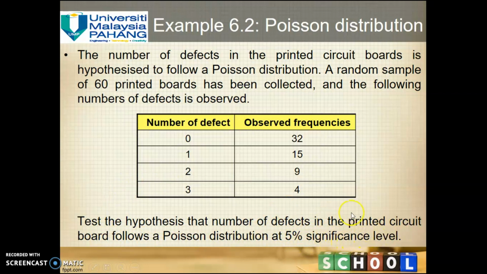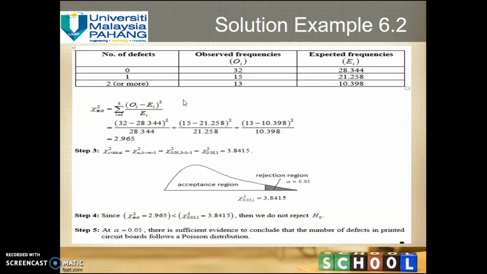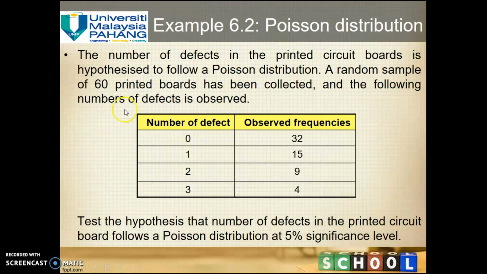significance level. Based on this question, there is no mean given. We cannot find any average given here. That means the value of lambda is not given. So your m in your critical value is equal to 1, because lambda is not given in your question here.